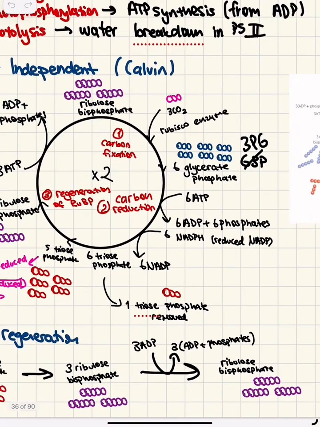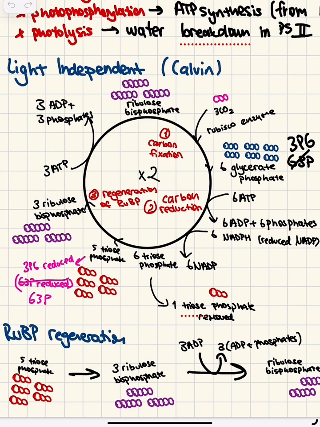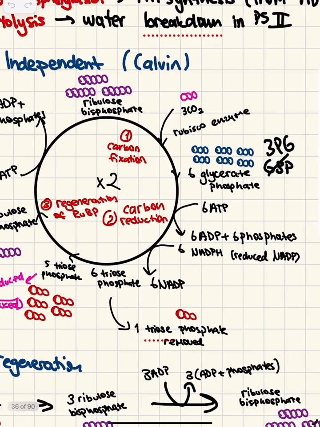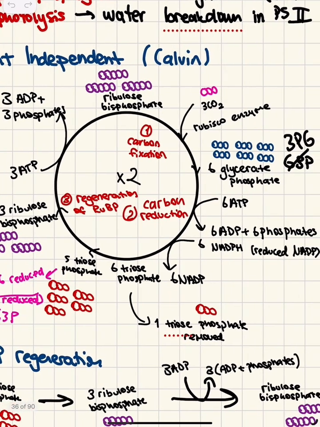And then the cycle uses ATP molecules and turns them into ADP molecules, and also uses reduced NADP that came from the first processes and turns it into NADP. And after these processes, 1 triose phosphate is removed from the cycle to be used in other processes. So we can say that the remaining triose phosphates are reduced versions of these. And these are the processes that reduce G3P.